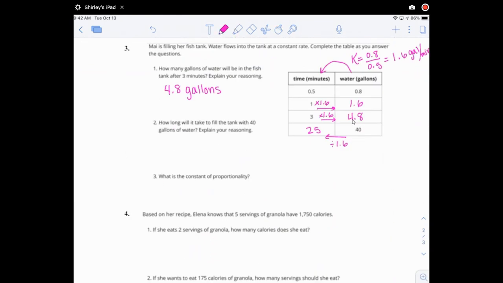Next question says, how long will it take to fill the tank with 40 gallons of water? That's also in my table. So I have 25 minutes. Always make sure you're using your units.